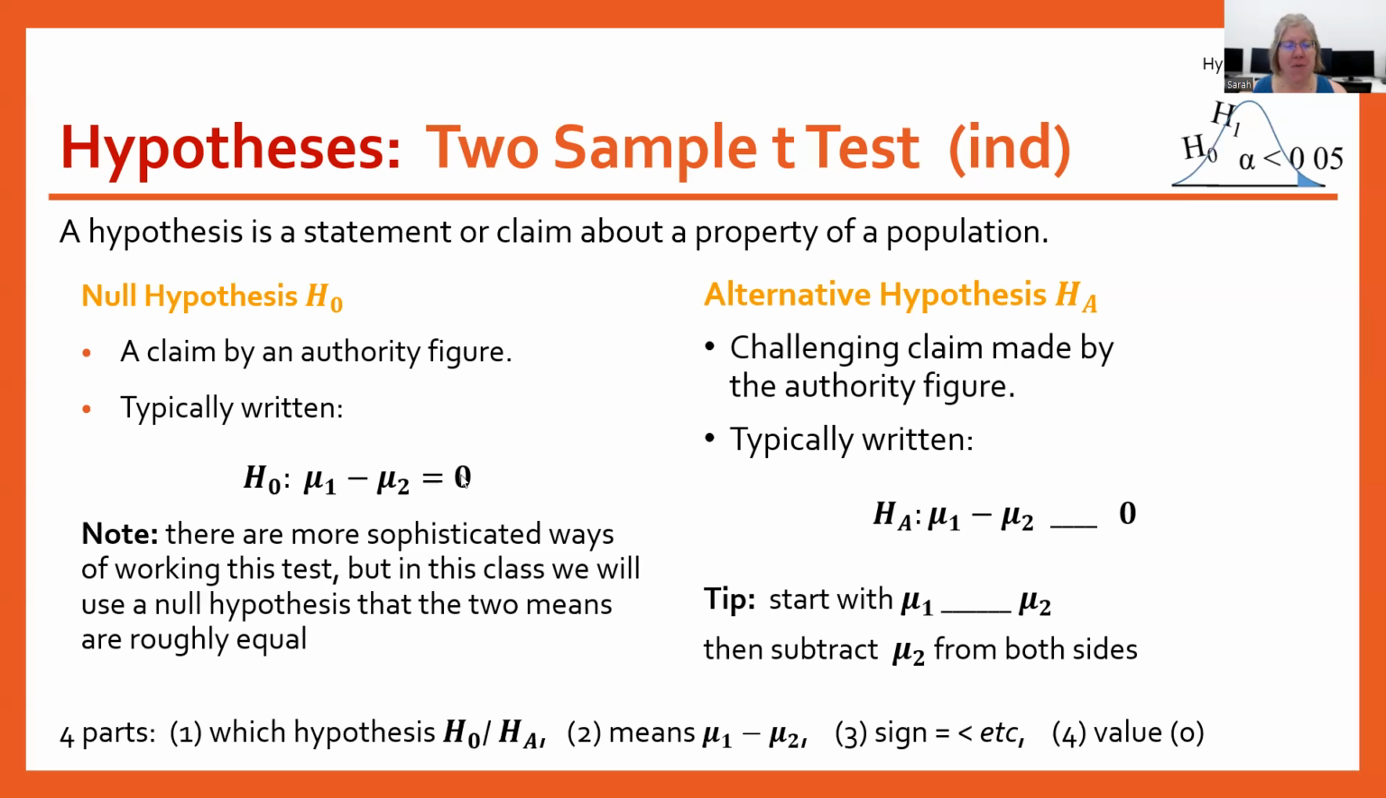But there is a trick to doing that that'll help you, I think. So as always, there are four parts to a hypothesis. You need to tell me which one you have, the null or the alternative. You need to have the mean mu somewhere in there. So in this case, for this type of test, it's going to be mu1 minus mu2. You need some sort of sign: equals, less than, greater than, not equal to. And then you need a value. And we're going to use 0 for the two-sample t-test for all of these. So that makes that a little bit easier.